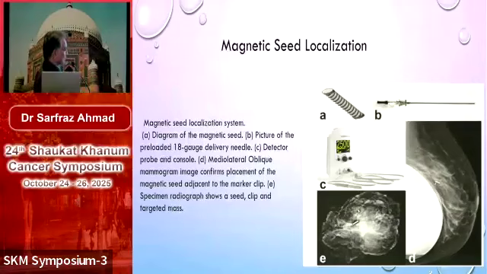So this is the whole system, how it looks. This is the Magseed, this is the delivery needle. This is called the console and Sentimag. This is the surgical, this is the post deployment check mammogram, and this is the surgical specimen.